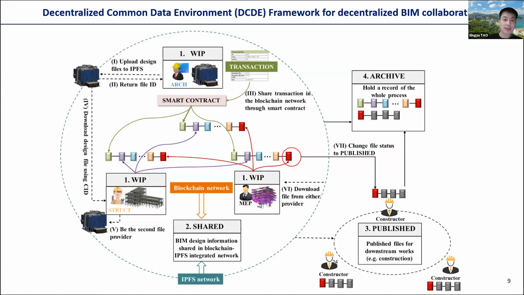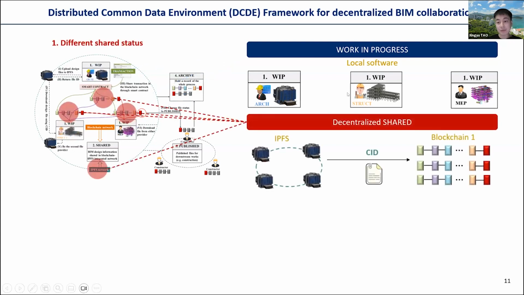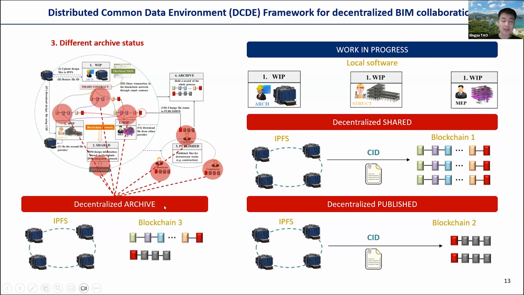Here is the decentralized common data environment framework. This framework is decentralized and very different from existing CDEs. First, they have the same work in progress using local software, but they have a different, decentralized shared container or shared state. Original BIM files are placed in IPFS and the CID and other data in the blockchain. And when you deliver this data to downstream teams to publish, they may have another IPFS and another blockchain to separate the data to protect data privacy, and they will also have a different decentralized archive.